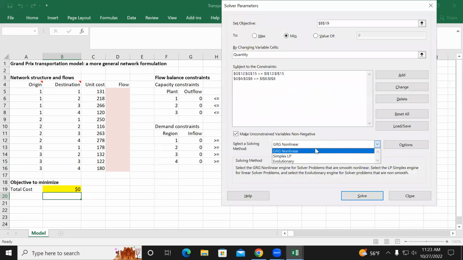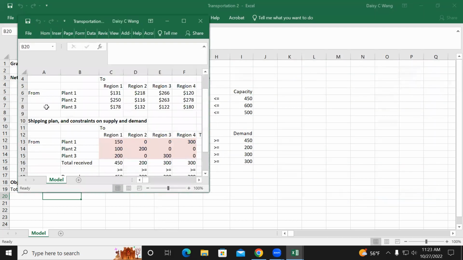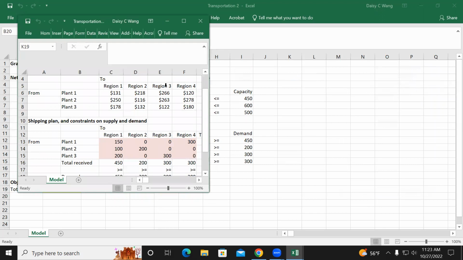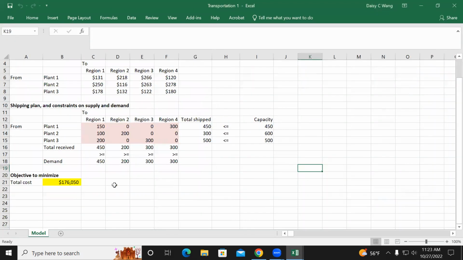So I'm not going to do the integer. I just want to see if I get the same answer. Yeah, it's the same. So in this case, we don't have to do the integer. Yeah, nice. That's actually the transportation one. I did the same thing. Oh, it's the same answer.